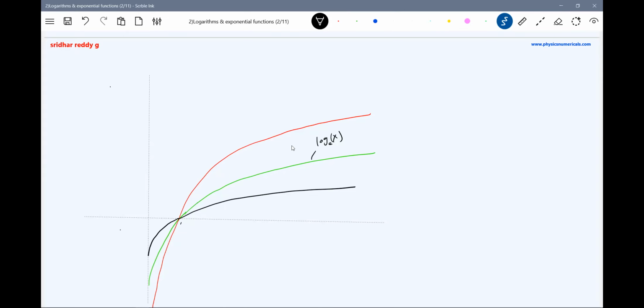Rough plot: this is x, this is y, where y we have plotted for various things. So this is log x to the base 10, and this is log x to the base 2. So we have plotted the various functions: y equals log x to the base c, y equals log x to the base 2, y equals log x to the base 10.